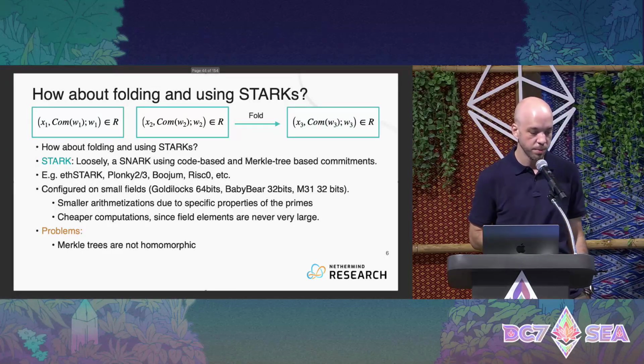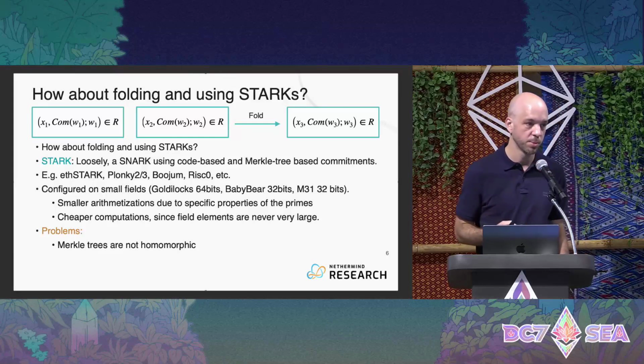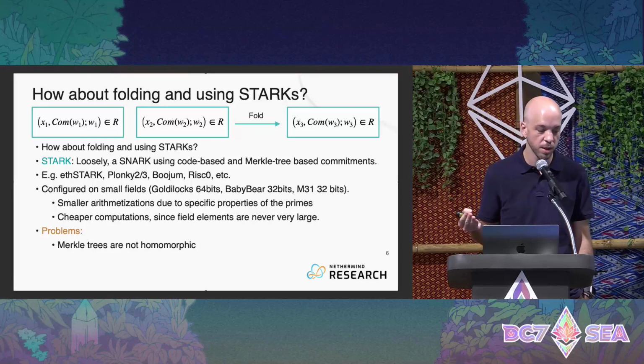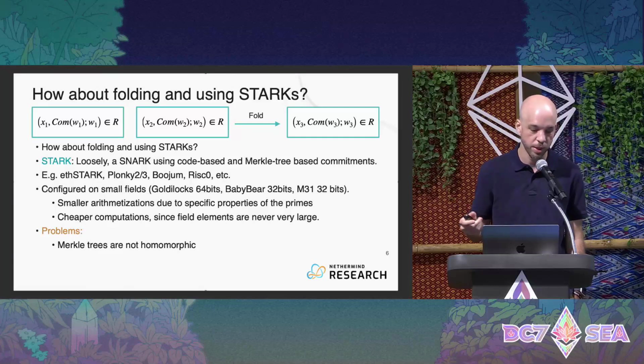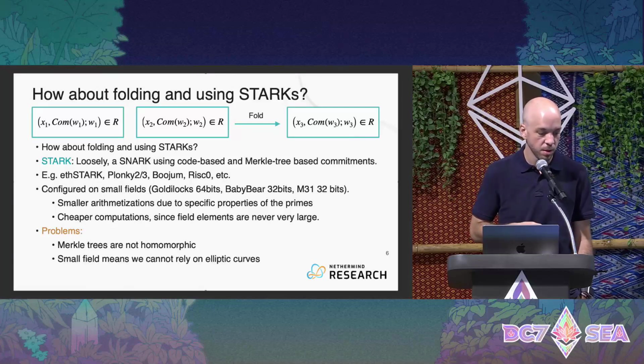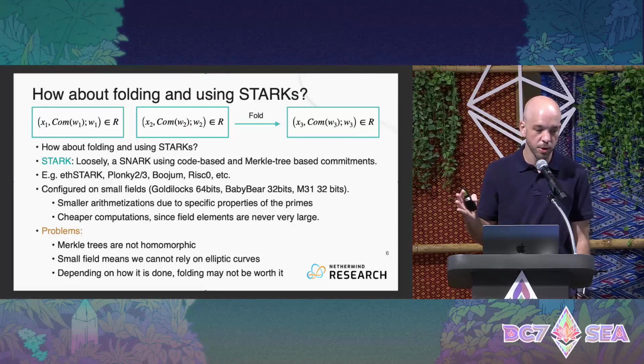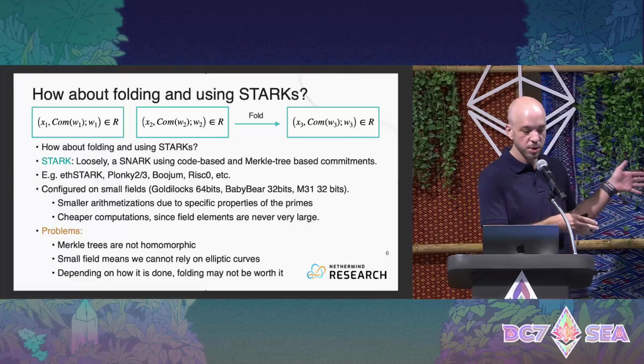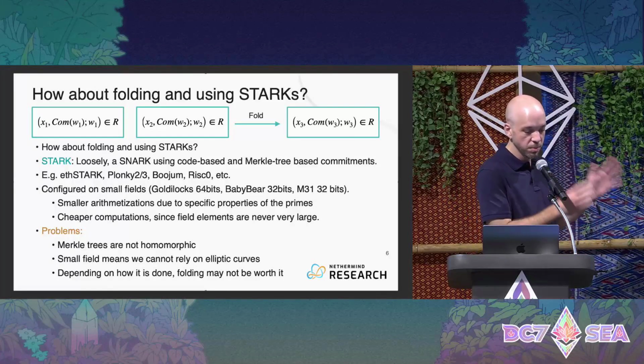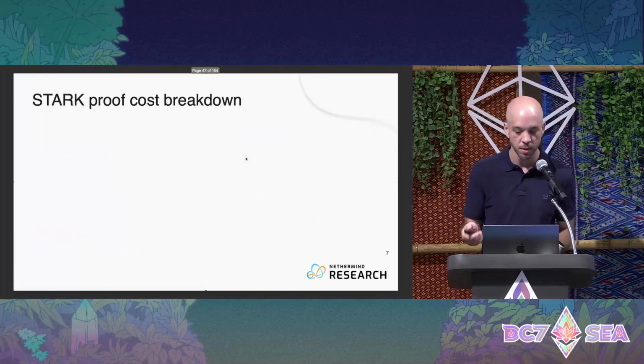But there are some problems in the context of folding. The first problem is that Merkle trees are not homomorphic. So if you want to do folding, you don't have the homomorphic commitment right away. And since we are working on small fields, we cannot rely on elliptic curves here. And also, depending on how you are going to do folding, even if Merkle trees were homomorphic, it might not be worth it in the context of STARKs, and I will explain why now.